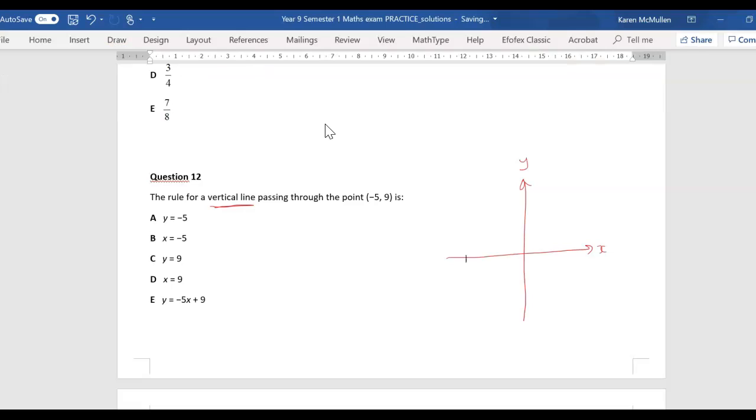So let's say here's -5 and here's 9. Doesn't really matter where you put it. All right, so it's got to be vertical. A vertical line is straight up and down. There it is. And it only crosses the x-axis, so it's x equals -5.